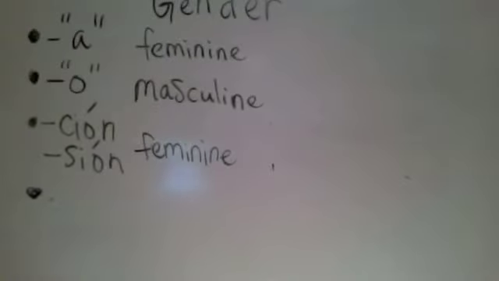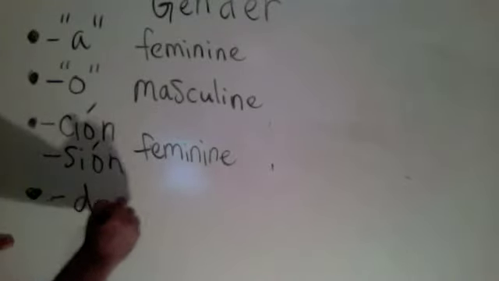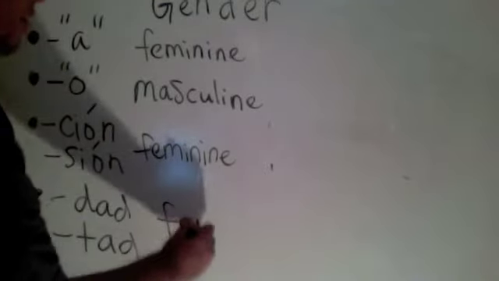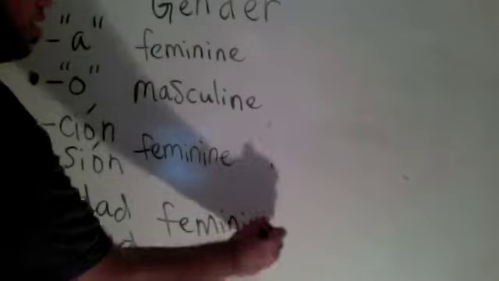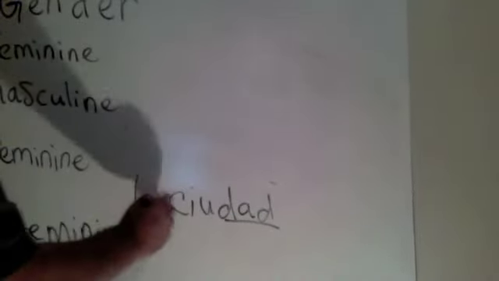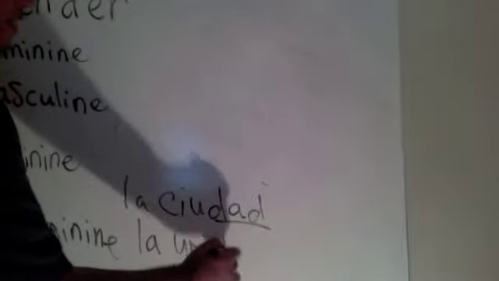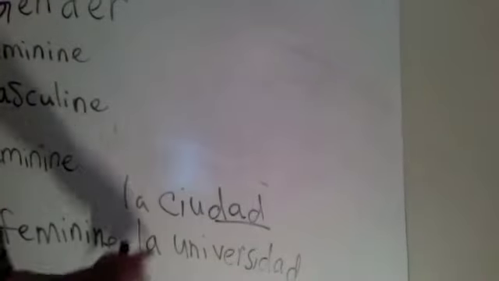The final little tip to guessing a gender, if you had to, is if it ends in D-A-D or T-A-D. These are usually feminine. For example, the word for city. Ciudad. There's your D-A-D. It's probably going to be la, and it is la. La ciudad. What about the university? La universidad. Once again, D-A-D, it is feminine.